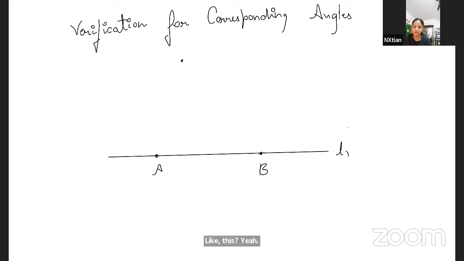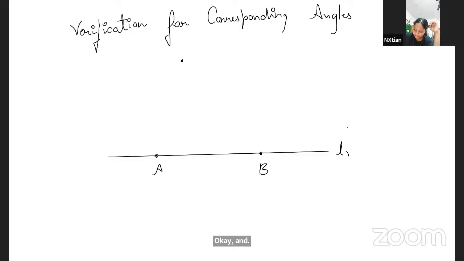Now join that point where you are getting the 50-degree angle to the A point. Okay, join that point from there to the A point. So basically draw a 50-degree angle from the A point.